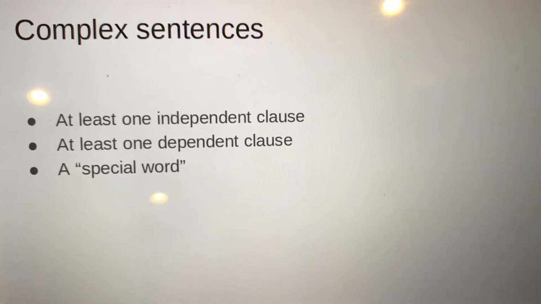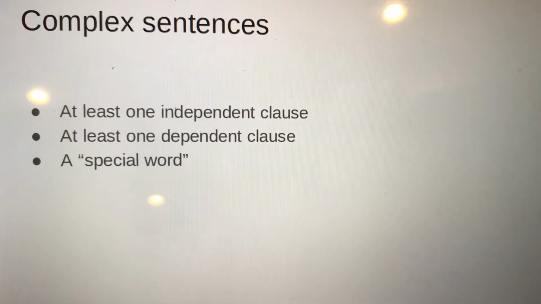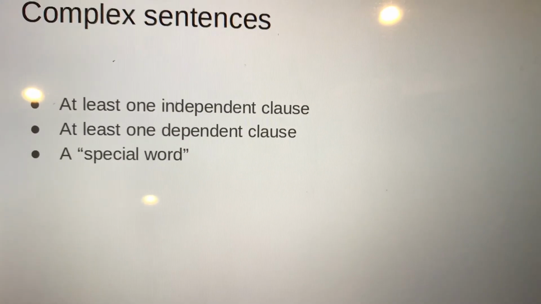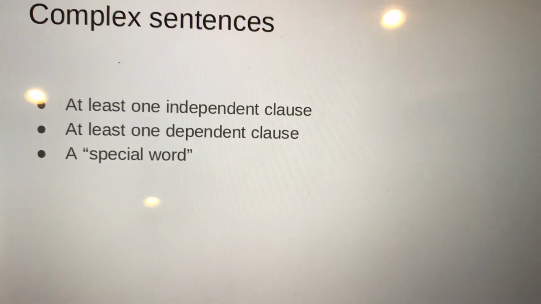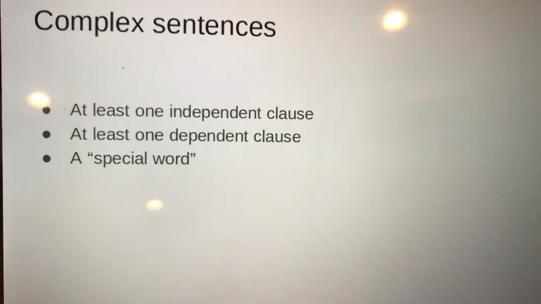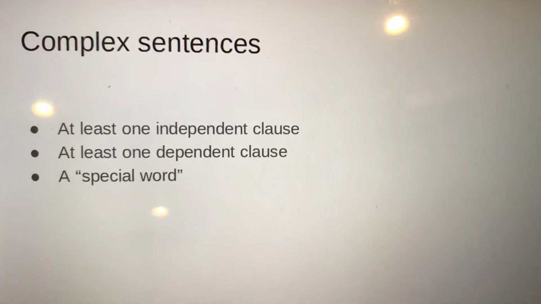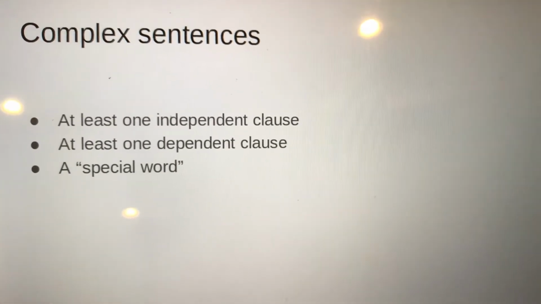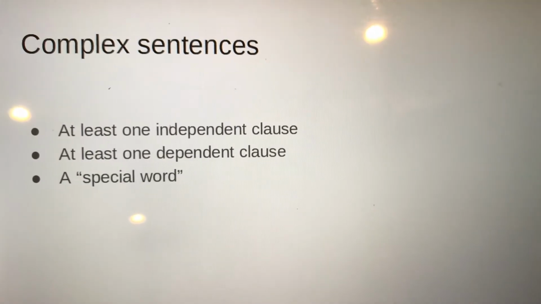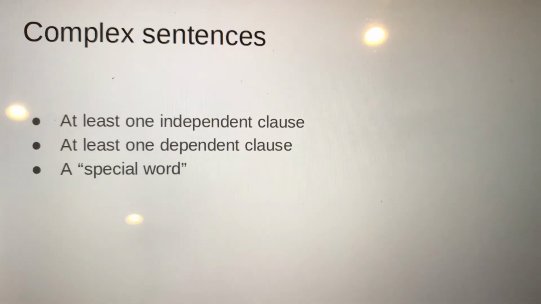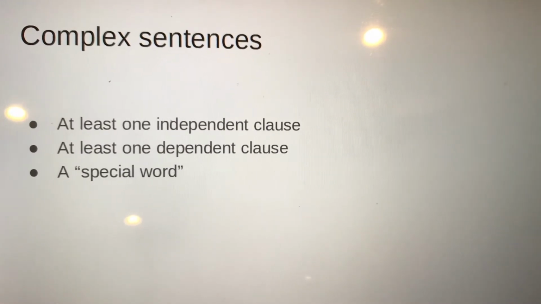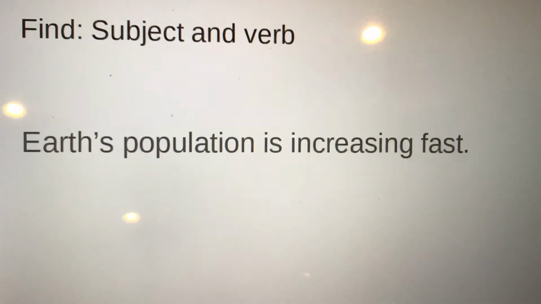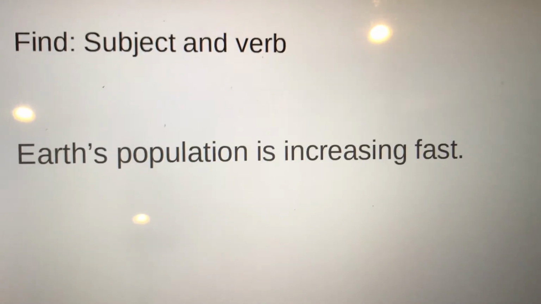So what does a complex sentence have to have? At least one independent clause and one dependent clause. What are those? We'll see some examples in a second. We also need to use a special word in the sentence. Now, there are technical terms for these words, but students in the past like it if we just call them special words.